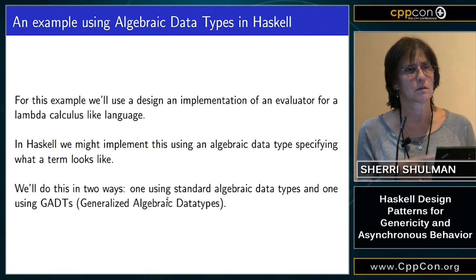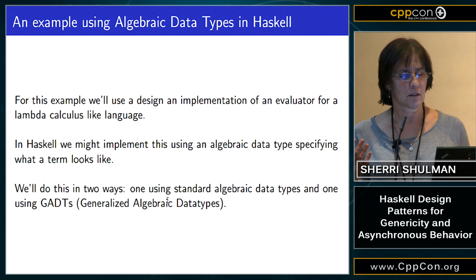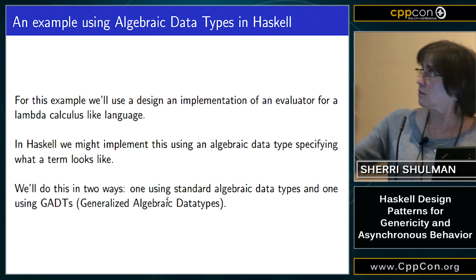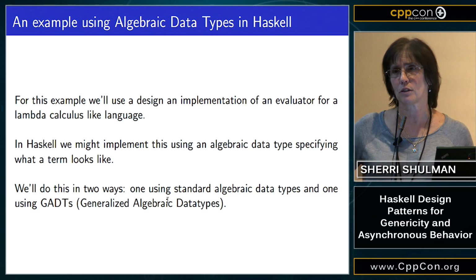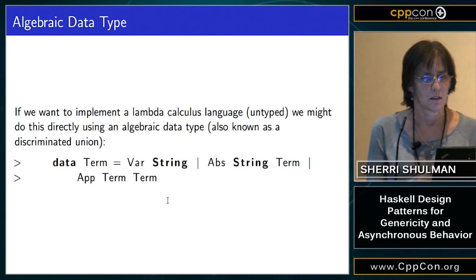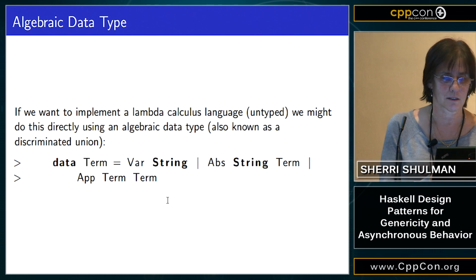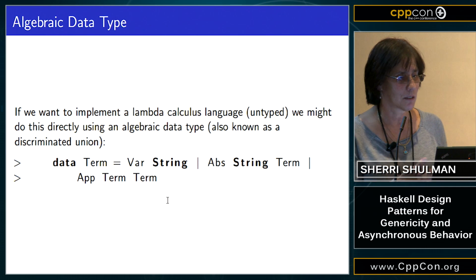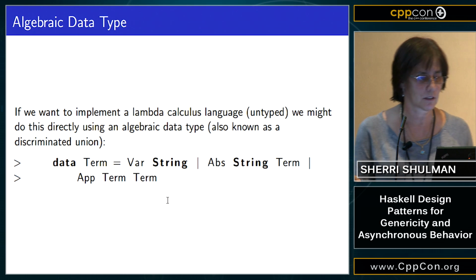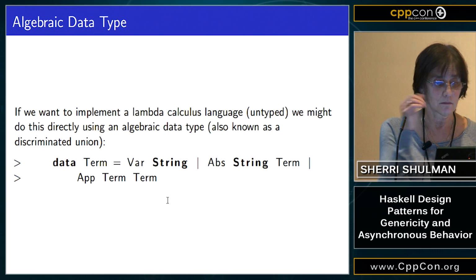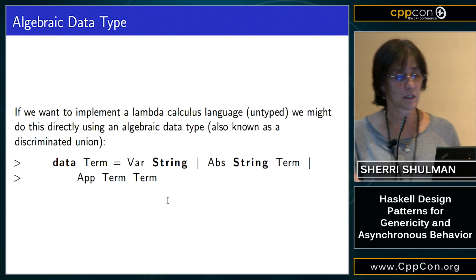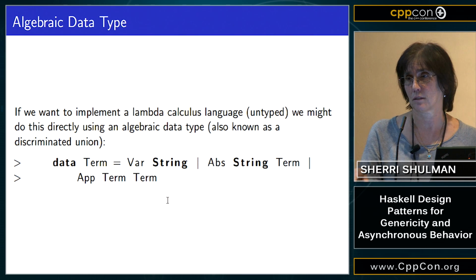Now, algebraic data types are also called discriminated unions. And although I define this here, I'll talk about this later. We're also going to talk about something called generalized algebraic data types, which are an extension. So suppose we do want to implement a lambda calculus language untyped. We might do this directly using an algebraic data type, also known as a discriminated union. We'll say that a term in the lambda calculus is either a variable or an abstraction, or it's an application.